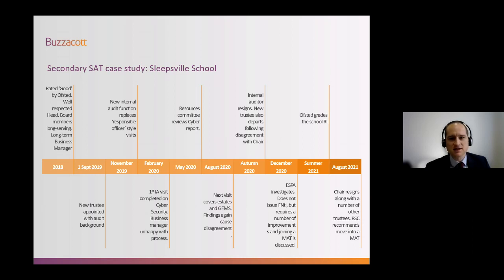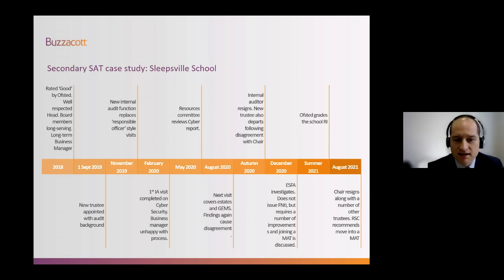So one of the first tasks that the new trustee has got is to look at appointing an internal scrutiny function. And seeing what was in the financial handbook at the time, she thought that it was best to get an external provider to do it, and that the old responsible officer method wasn't really appropriate anymore for them. So she did the usual beauty parade of potential candidates and then appointed an internal auditor. They started their work in February 2020, much broader scope for this.